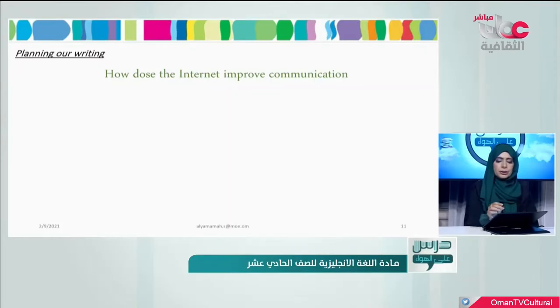How does the internet improve communication? The second thing to be done is to read and try to understand the statement that you have in your exam paper. How does the internet improve communication? The main or key word that we have here is communication, and the word improve indicates different stages of moving through communication skills. So we will explain the relationship between the internet and communication in different stages.